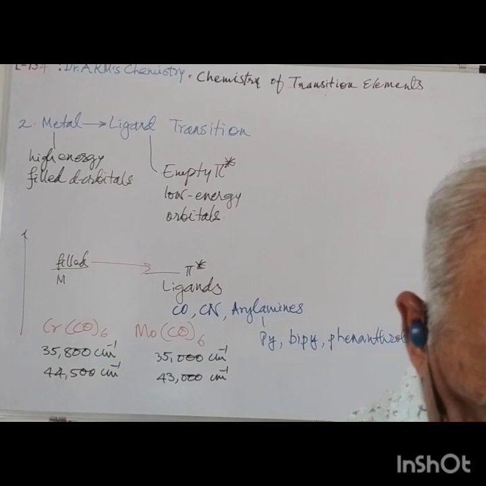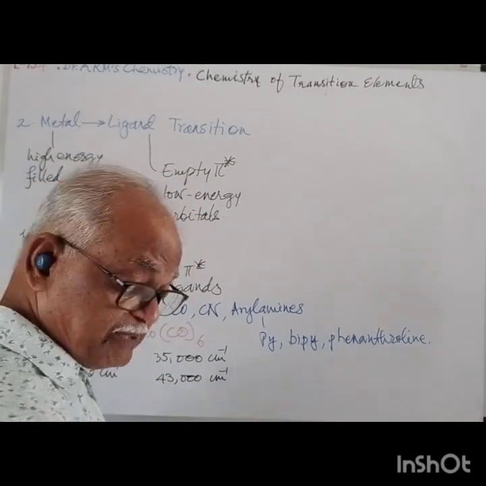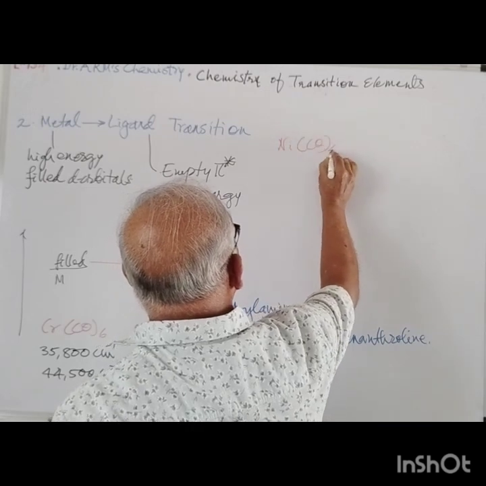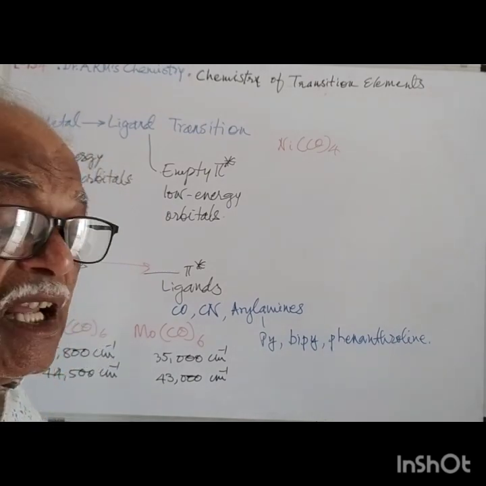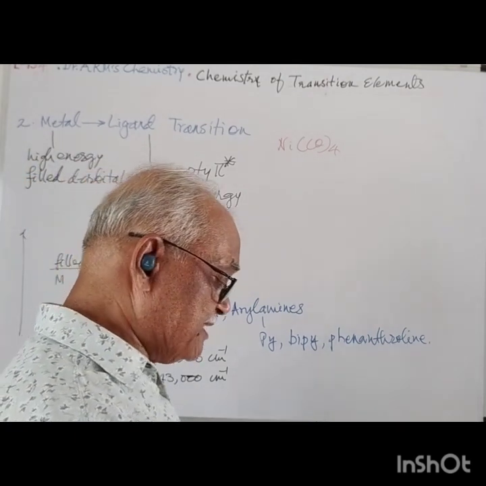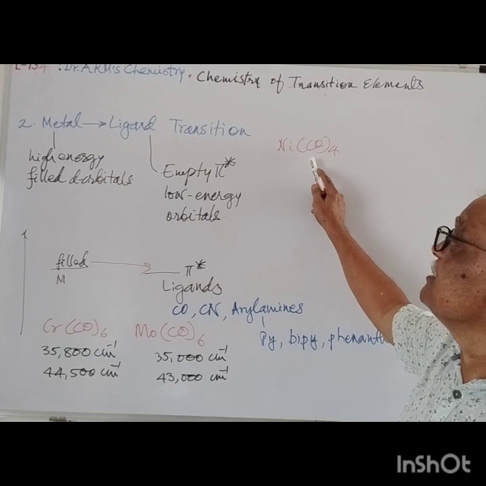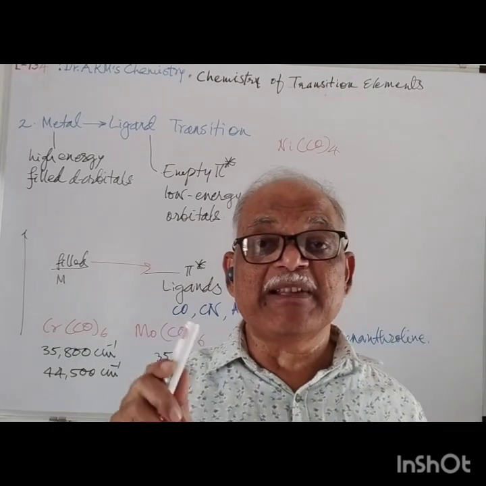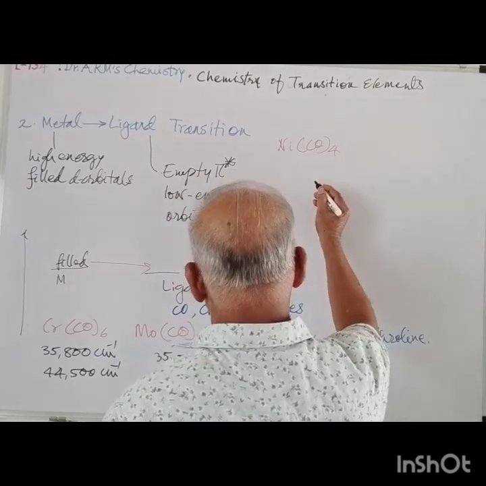Now we will take a second example. In case of Ni(CO)4, tetracarbonyl nickel, this also gives metal to ligand bands. Here the absorption bands are not as strong as the previous bands. They are of medium to strong range, and they appear at a relatively lower energy level.